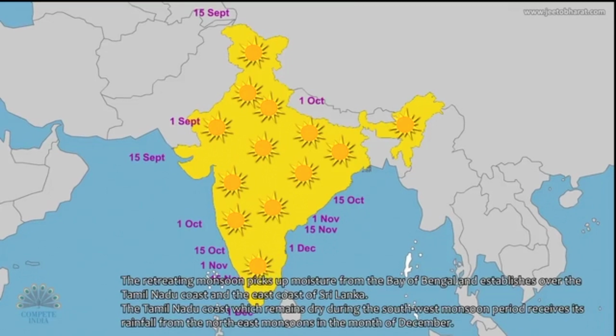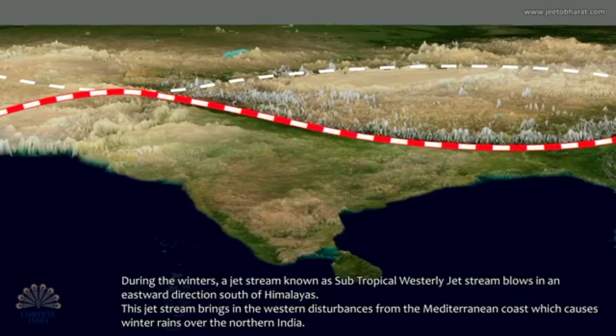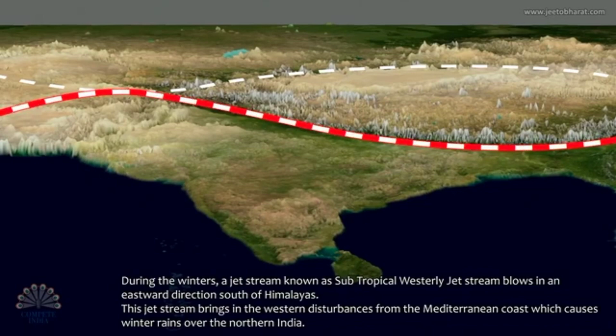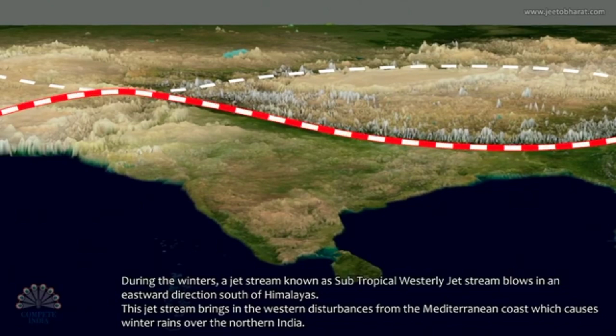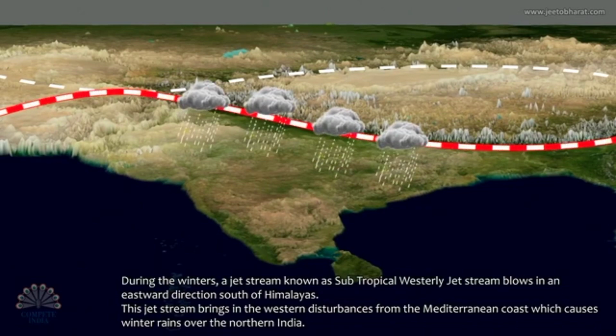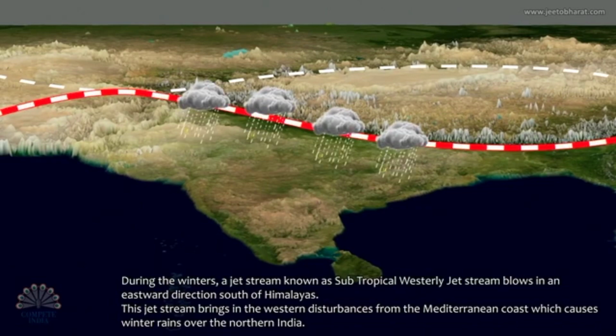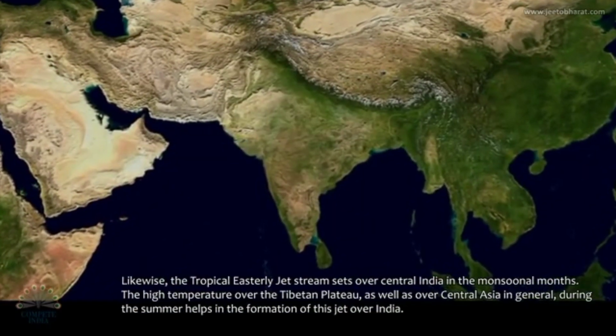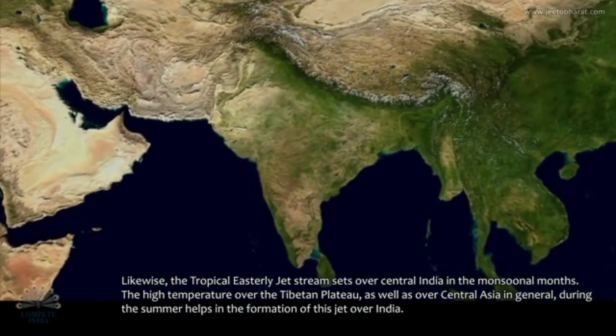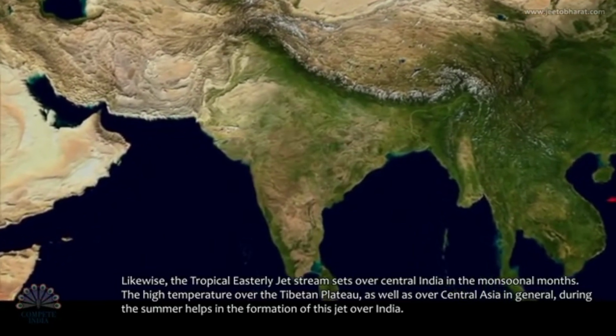During the winters, a jet stream known as the subtropical westerly jet stream blows in an eastward direction south of the Himalayas. This jet stream brings in the western disturbances from the Mediterranean coast, which cause winter rains over northern India. Likewise, the tropical easterly jet stream sets over central India in the monsoonal months.